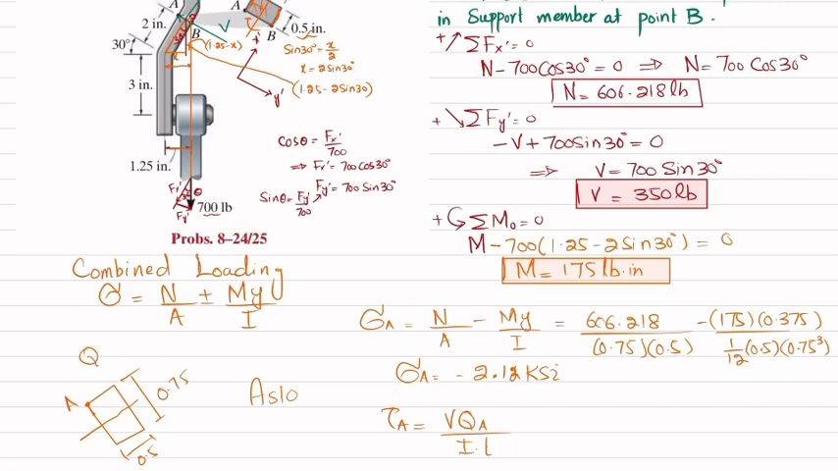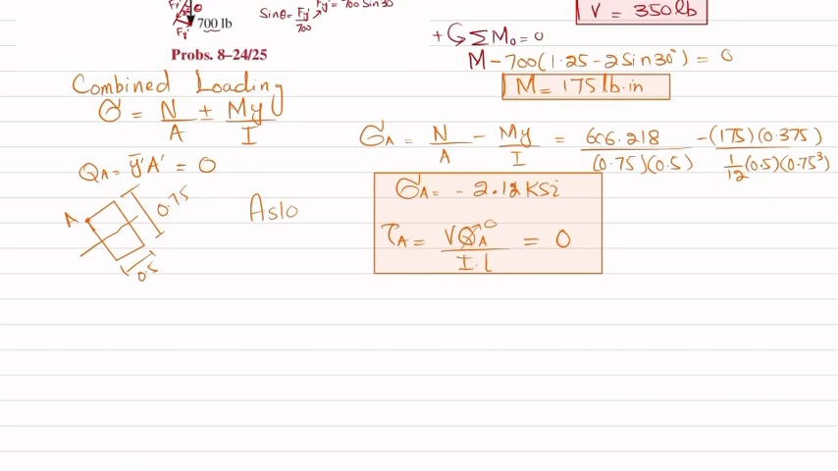So QA, which is equal to y dash bar into A dash, since A dash is equal to 0, QA will be equal to 0. If QA is equal to 0, then the shear stress at point A will be equal to 0. So this is the state of stress, or the stress components, at point A.